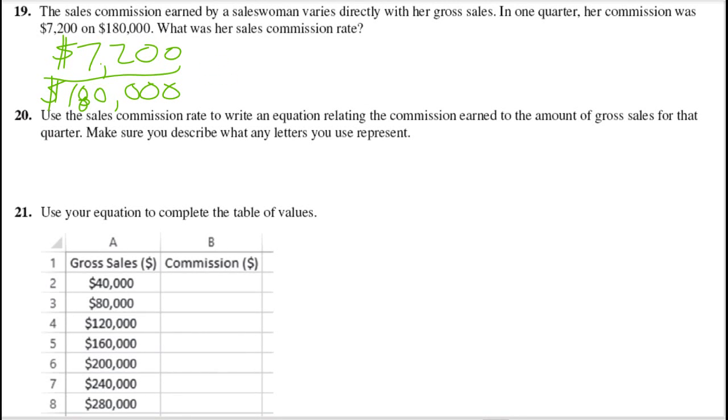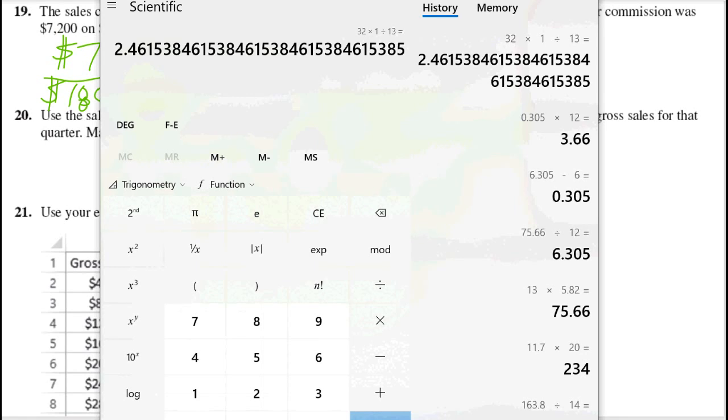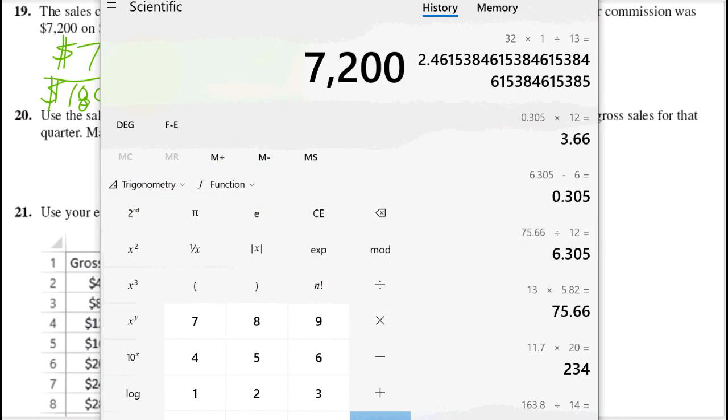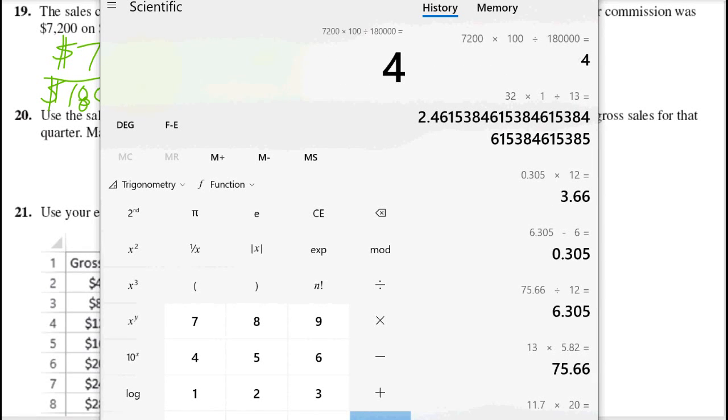Before I equal it though, I'm going to multiply by 100 to get percent. So I really got 7.2 divided by 180. And I multiply that, I actually get 720 divided by 180. I'll go through the full way. 7,200 times 100 divided by 180,000. She gets 4% commission.